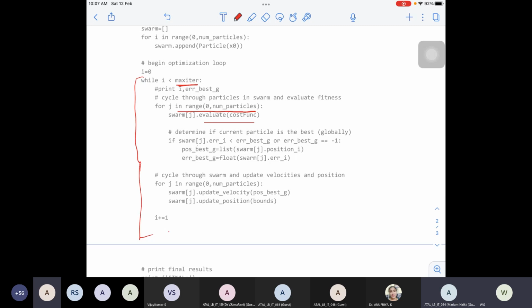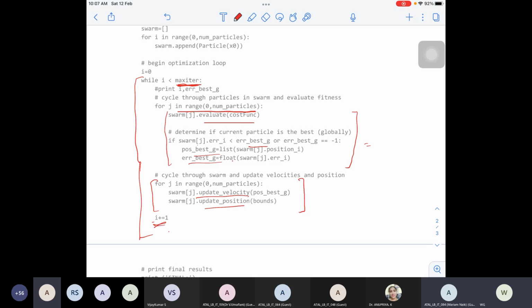So whether the fitness of the particle is the global best or not, if it is not, then I keep updating its velocity and position. That is what I do with respect to every particle. Here I compute the global best and update it. Then I update all the positions of the particles, and I keep repeating this for the maximum number of iterations. That is what this particular loop does.